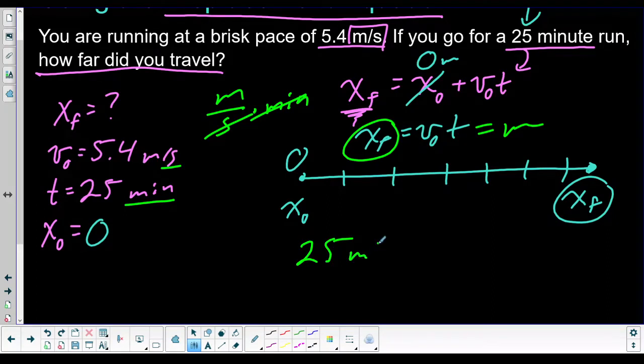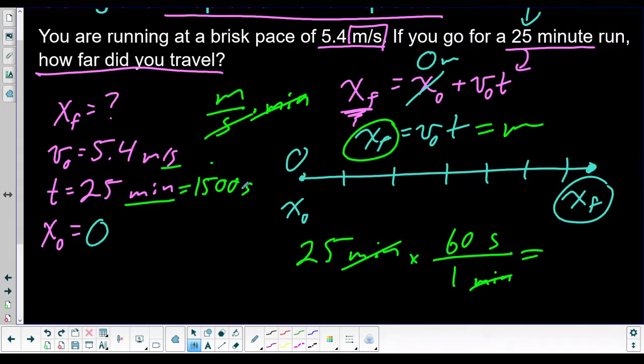25 minutes. I know the conversion is 60 seconds. So the minutes has to go on the bottom. The seconds has to go on the top so that the minutes cancel. There are 60 seconds in 1 minute. Aha, that'll do it. Cancel. 25 times 60. You grab your handy dandy calculator. 60 times 25, I'm sure it's really obvious, is 1,500.